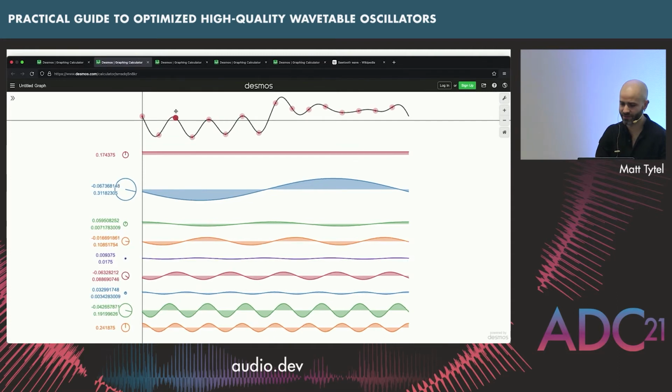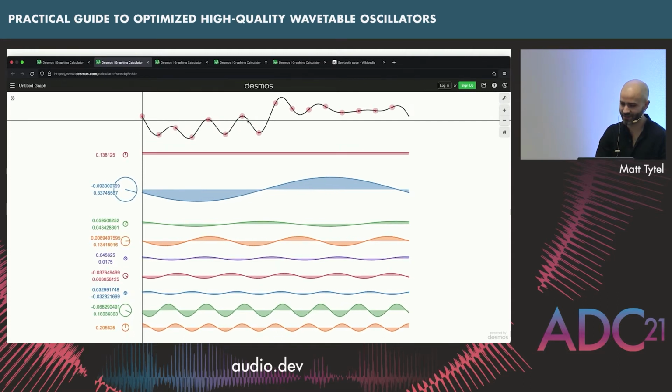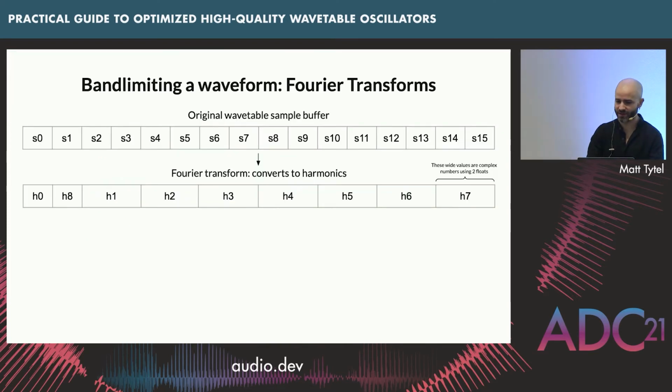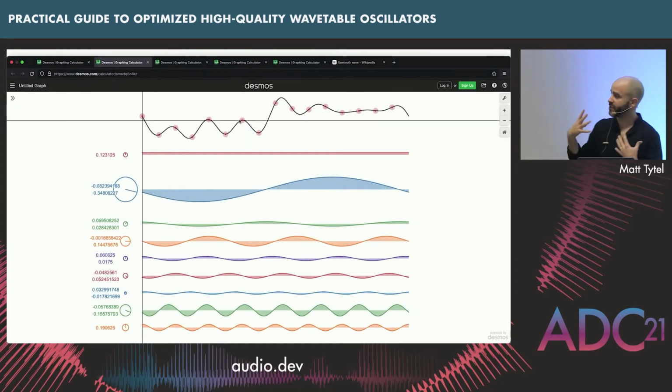If I change these points, you can see it shift left and right, a little bit left and right there. So it also has a phase, and that's why, if you look at the Fourier transform, the harmonic one is actually 2 slots, because you need to represent both the amplitude of the sine wave and how it's shifted left and right.